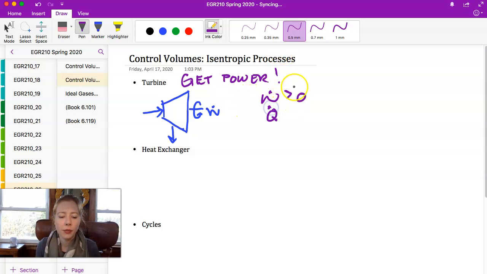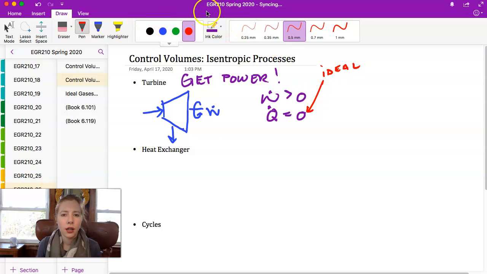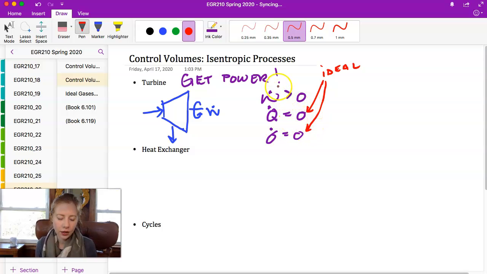Typically, unless it seems otherwise, our heat transfer is going to be 0. And this is ideal. And if it's not ideal, then yeah, we might get some heat transfer going on. That's for an ideal situation. And typically our entropy production is 0. And that's also for an ideal situation. Okay, so they might not be 0. But unless you're told otherwise, typically you can assume ideal. And we'll go through some more examples of that in the upcoming classes.